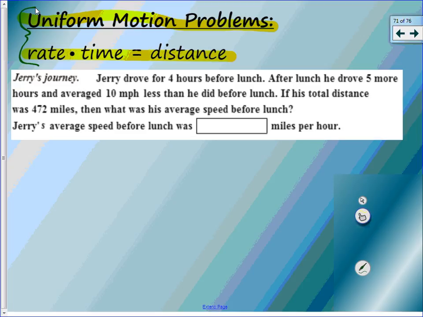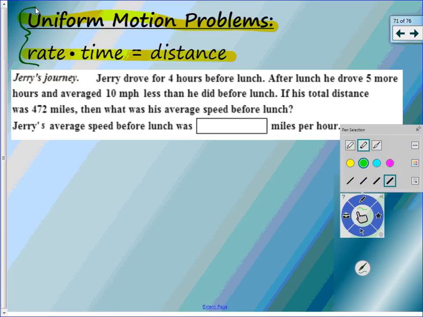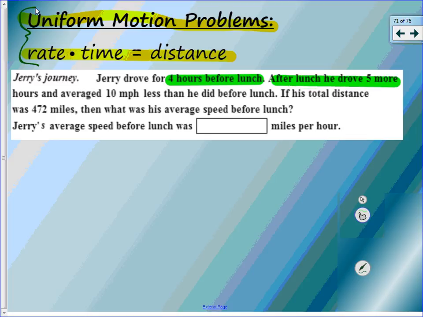And then for this particular problem, the pertinent information is 4 hours before lunch, after lunch 5 more hours. So you can write down these key pieces of information. Before lunch, it's 4 hours. Or maybe I should read the whole thing first. I'm sorry. My math side is taking over for seeing the big picture.